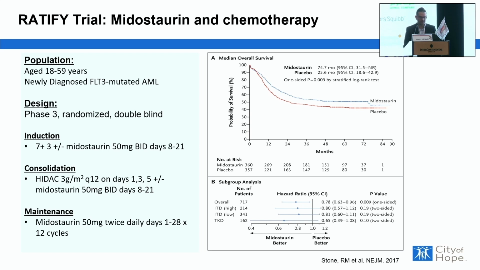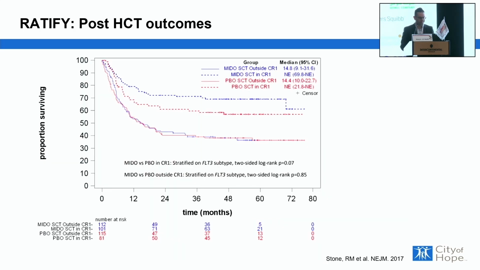And on this little graph under the curves, we could see subgroup analysis, and we can see that patients with ITD or TKD both benefited from the therapy. This is mostly due to midostaurin being a pan FLT3 inhibitor. When they looked at the disease status at the time of transplant, CR1 patients showed better benefit to midostaurin versus placebo, while patients with more advanced disease like CR2 plus or active disease had no advantage taking midostaurin over placebo.